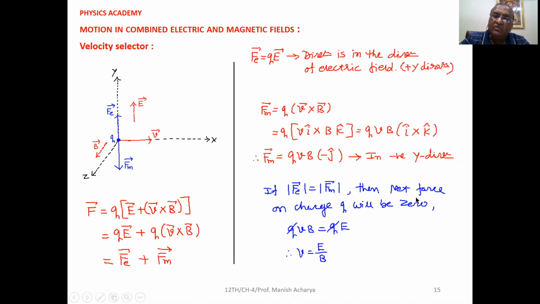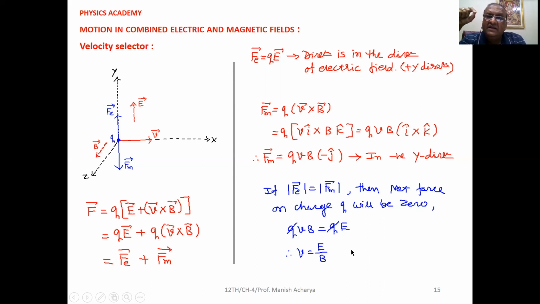So in that particular case, the net force on the charged particle will be 0, and the charged particle will move with constant velocity. So what will be that velocity? So if magnitude wise electric force and magnetic force are same, then we can write QVB, the magnitude of magnetic force, that is equal to QE, the magnitude of electric force. Q cancelled. So V, that is equal to E upon B.